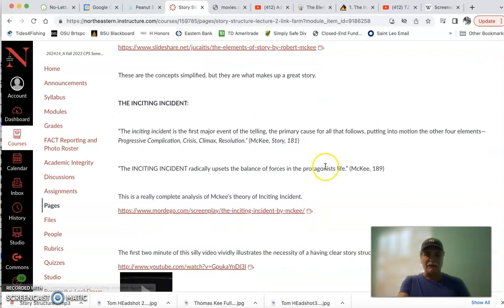Inciting incident is the first major event in the telling of the story. It's a primary cause of everything that follows in the story. It can be argued what the inciting incident is in a given story. Is it the inciting incident of Titanic when he wins the cards and he wins the tickets to get on the Titanic? Is it the moment that he meets Rose and they first see each other and begin to fall in love? It depends on what you think the arch plot of the story is.